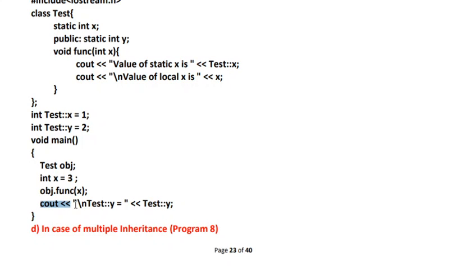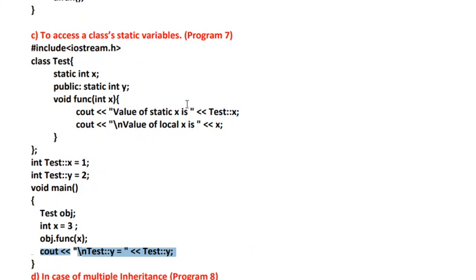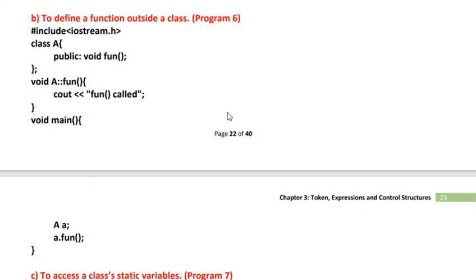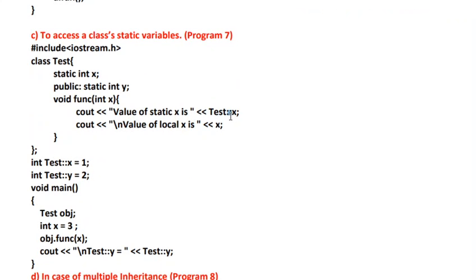Then we are printing the static variable y belonging to test. Since y is initialized with 2, it will print the value 2. This is the way this particular program will work. Here the scope resolution operator is used to access the value of the static variable belonging to a particular class. So this is the third way. The first way is to access the global variable, the second is to define a function belonging to a particular class, and the third is to access a static variable belonging to a particular class.